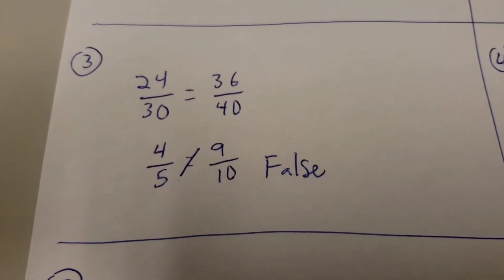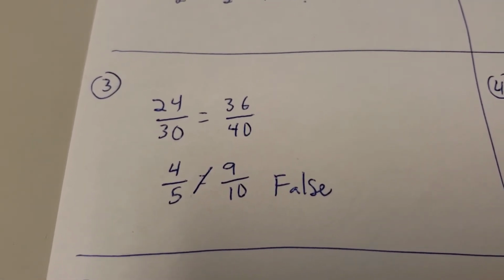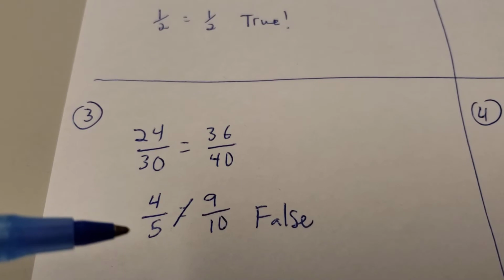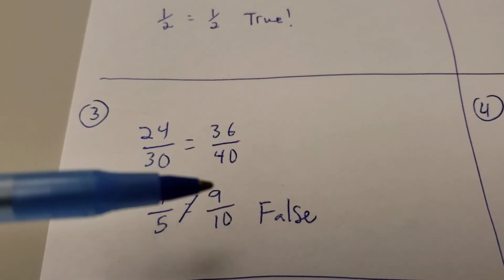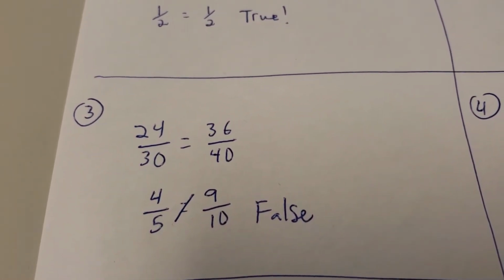All right, number 3, we start off with 24/30. Is it equivalent to 36/40? Well, in lowest terms, 24/30 goes down to 4/5. You divide each of those by 6. And 36/40, if you divide each of those by 4, takes you down to 9/10. This would be false. It's not equivalent fractions.